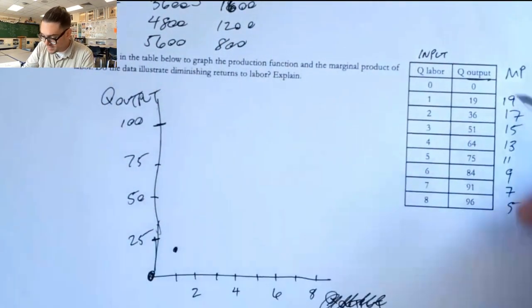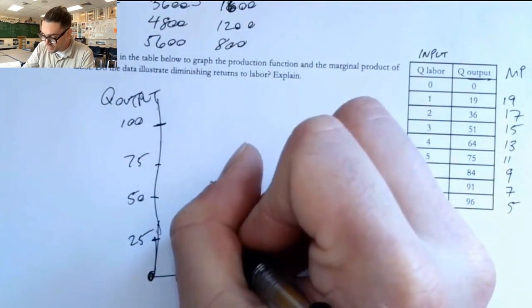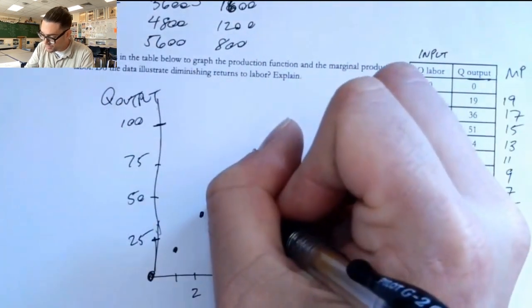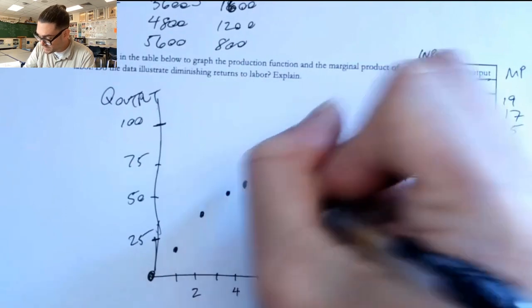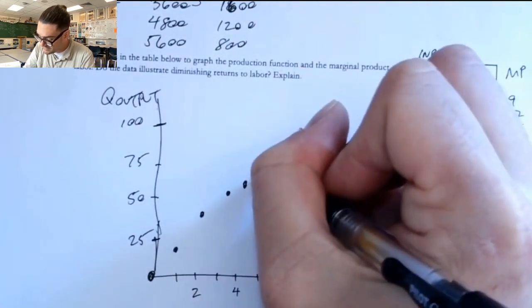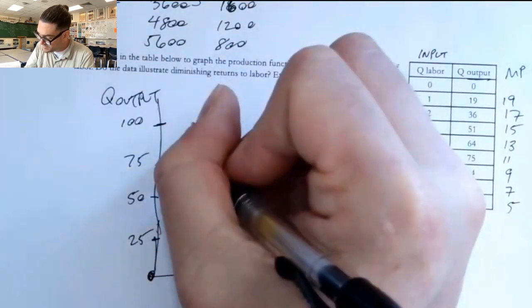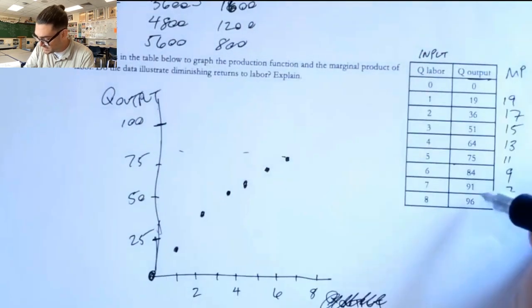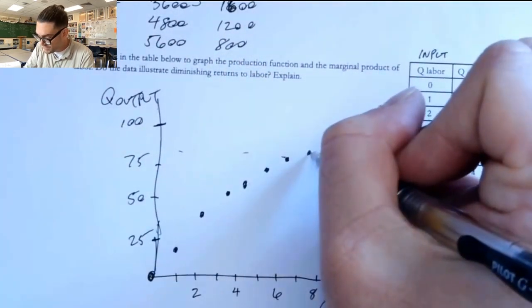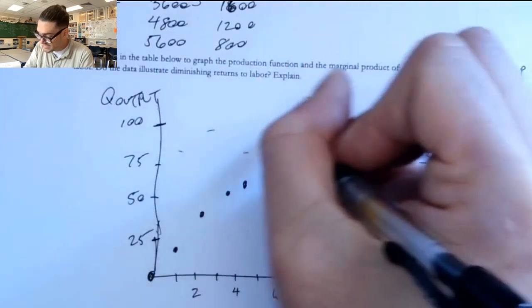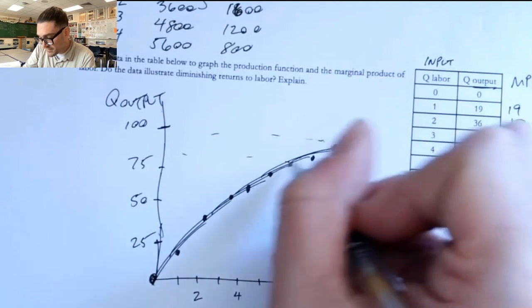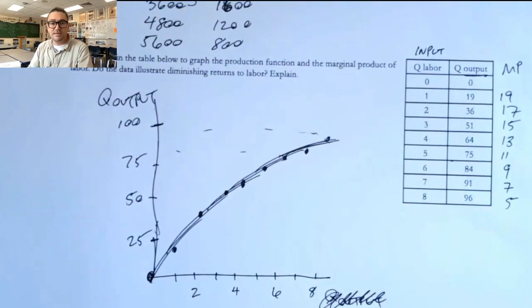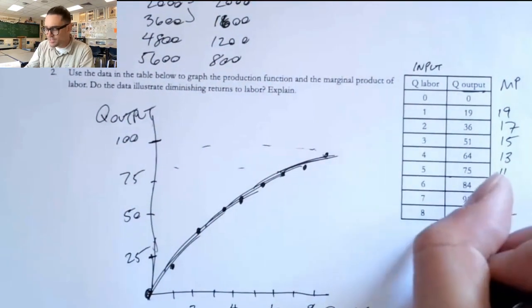So 1 and 19, that's like there. 2 and 36, somewhere in there. 3, 51, right there. 4 and 64, there. 5 and 75. 6 and we'd say 84. 7 and 91. And then 8 right up here at the very top, 96. So we're kind of getting that look to it. It's a little bit wonky.